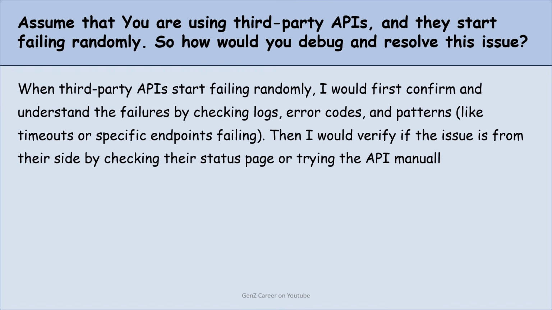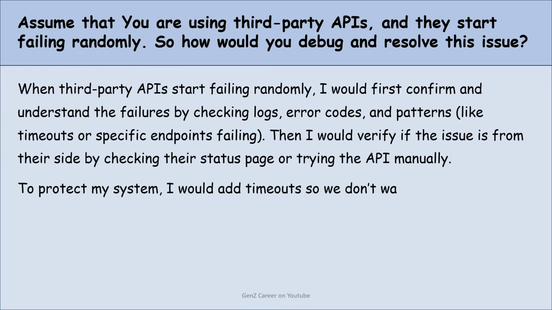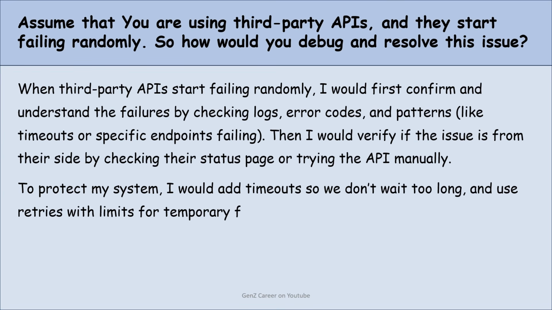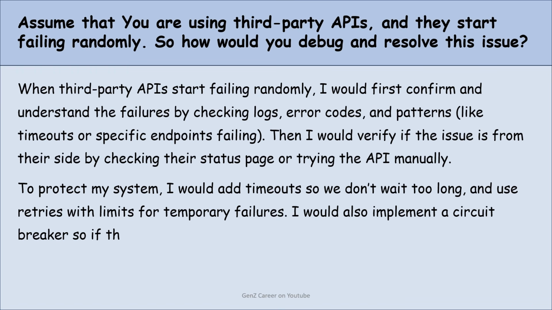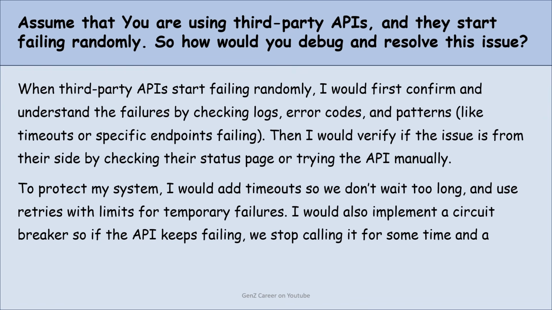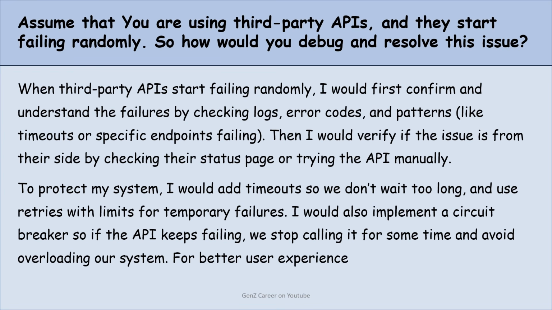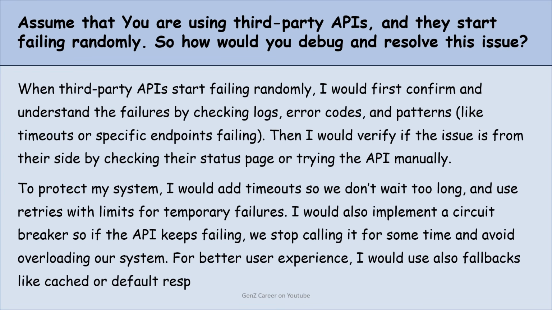To protect my system, I would add timeouts so we don't wait too long and use retries with limits for temporary failures. I would also implement a circuit breaker so if the API keeps failing, we stop calling it for some time and avoid overloading our system. For better user experience, I would also use fallbacks like cached or default responses. Are you getting my point?